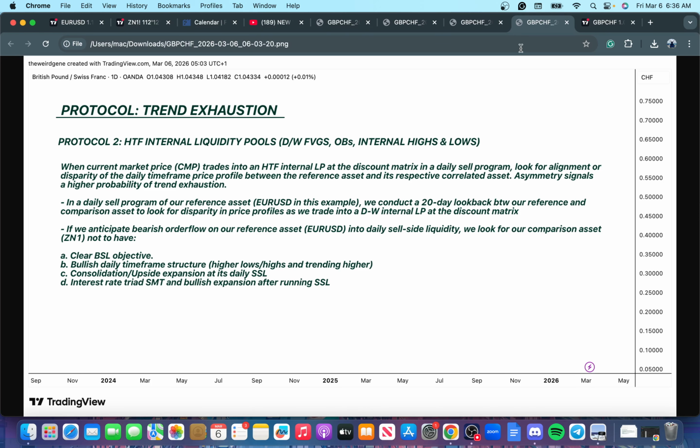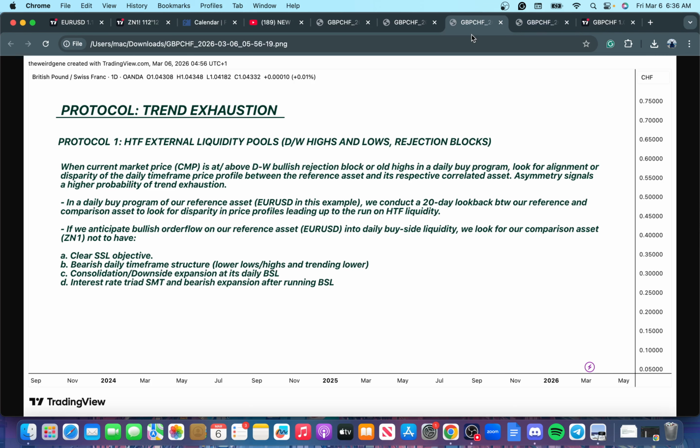Now here is how we apply that concept. It is just a bit different to the first protocol where we're applying it for external range liquidity pool. Just a refresher, going back to the first protocol, we apply the concept as soon as current market price trades up in a bullish daily program. As soon as current market price trades up into a bullish rejection block or an old high, we start to look for signs of trend exhaustion.